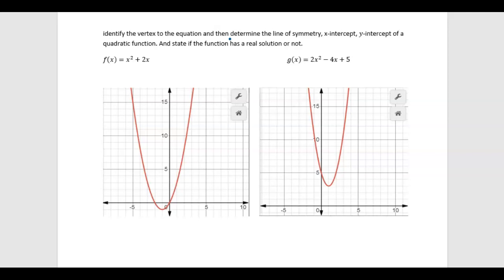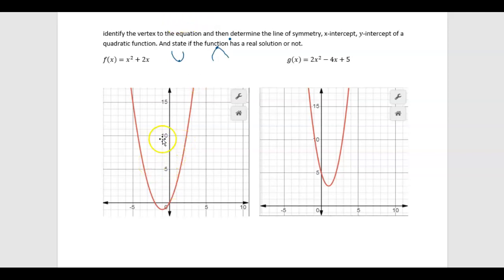So f of x equals x squared plus 2x. This is the graph for f of x equals x squared plus 2x. Now, what is the vertex? The vertex is your minimum or your maximum. Remember, when you have a quadratic function, the graph can open up or open down. If it opens up, your vertex will be a minimum. If it opens down, then your vertex will be a maximum.